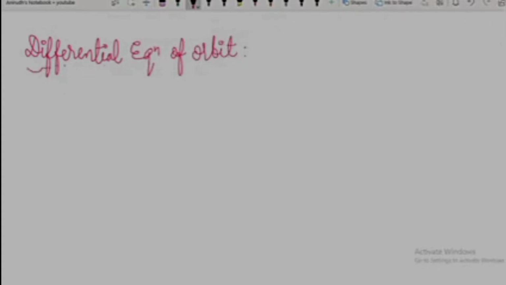Today we are going to see the differential equation of orbit. This is a very important topic from the exam point of view. So many numericals come under this topic. I am not going into the derivation because that is not important here. We are going to memorize the differential equation as it is.